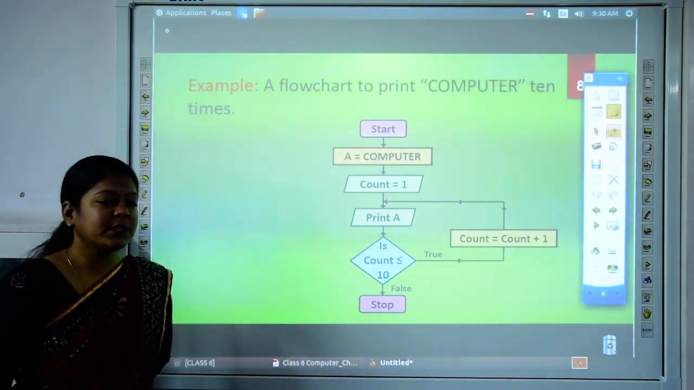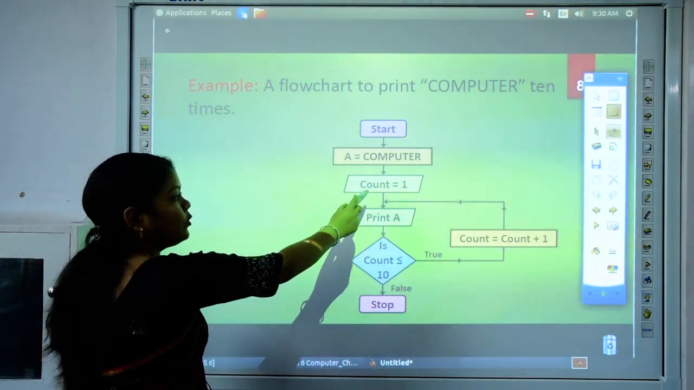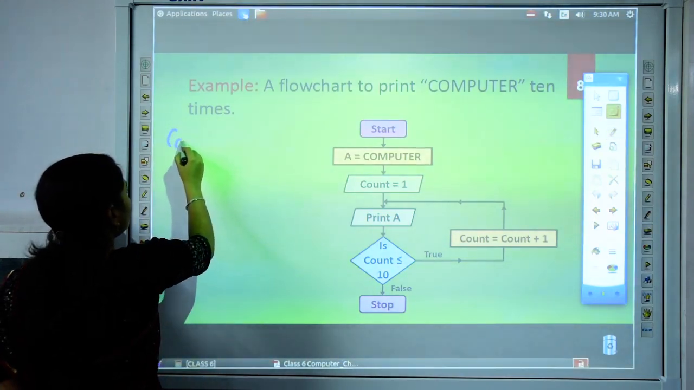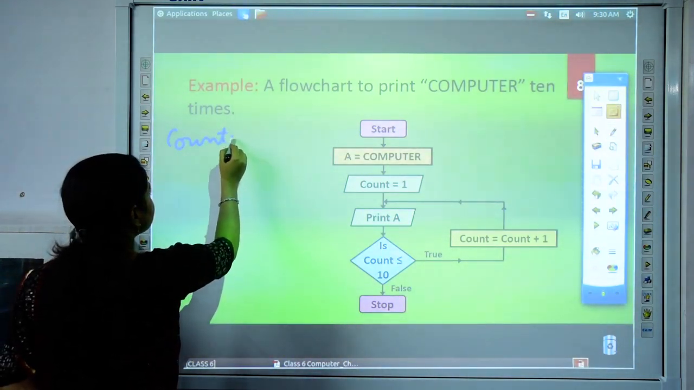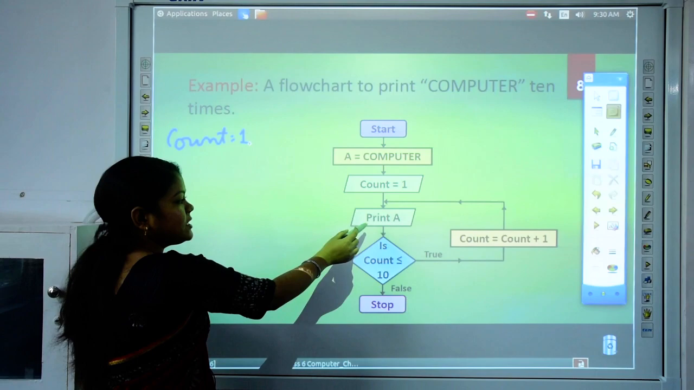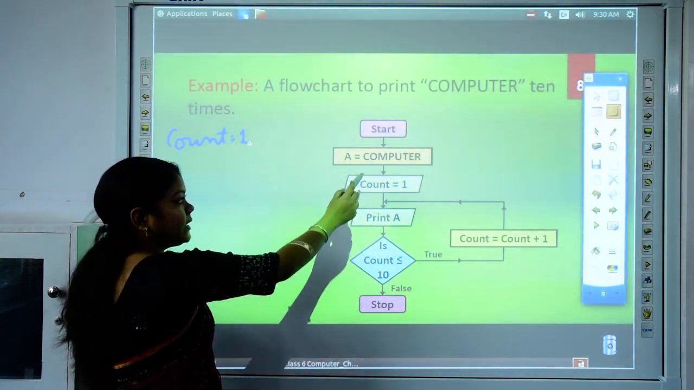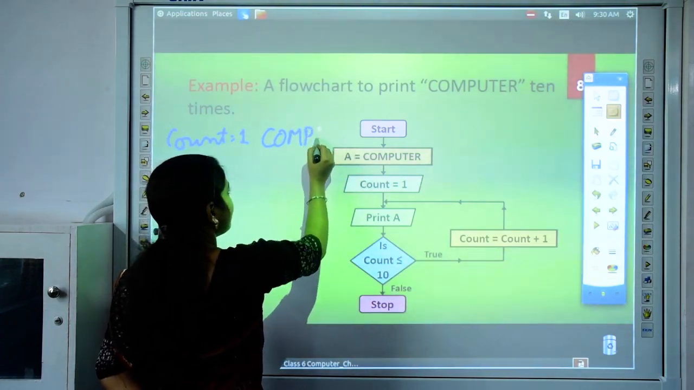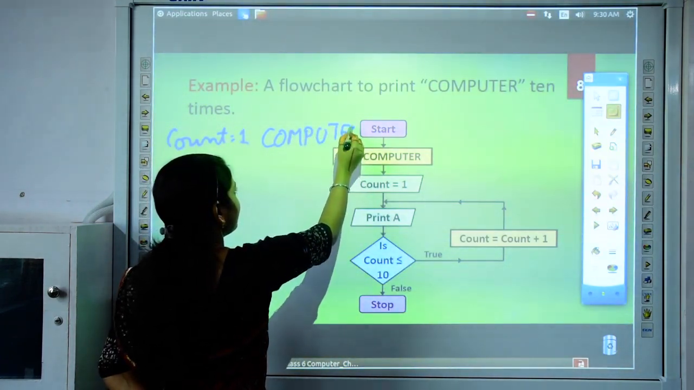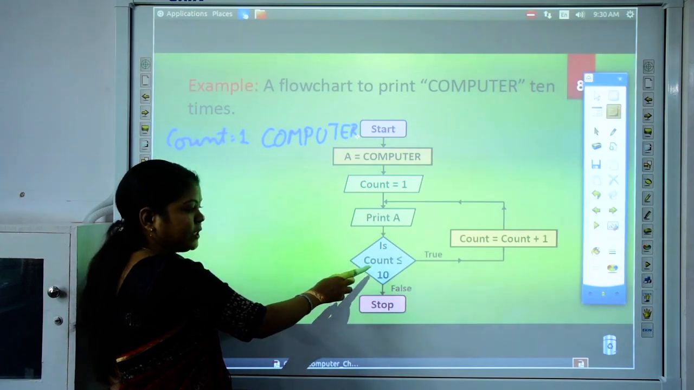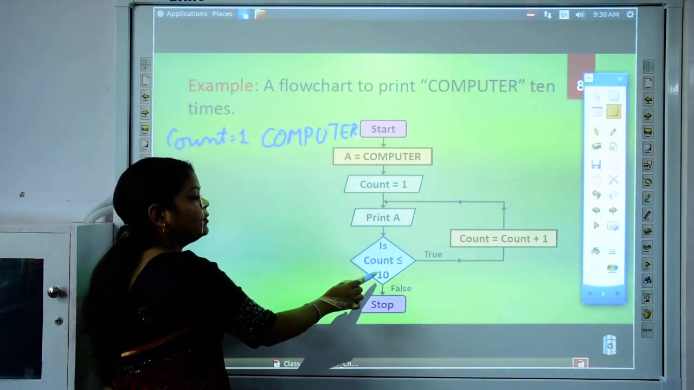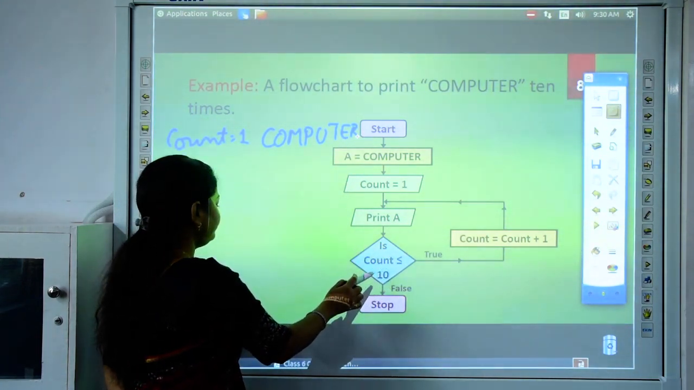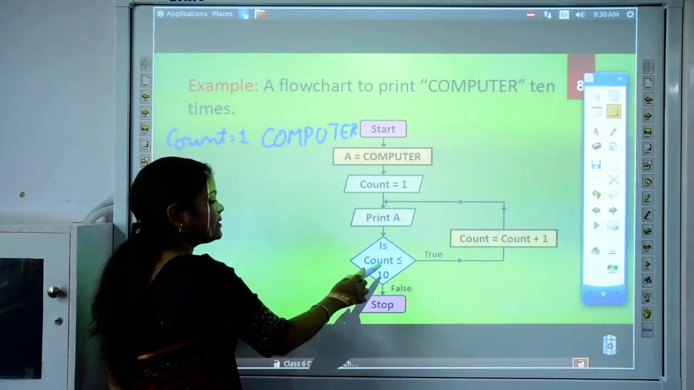To understand the flow chart, we can see here, you can see count equal to 1. When count equal to 1, the next statement is print A. This print A statement prints the computer on your screen. This is computer. Okay, then check the condition, is count less than or equal to 10.